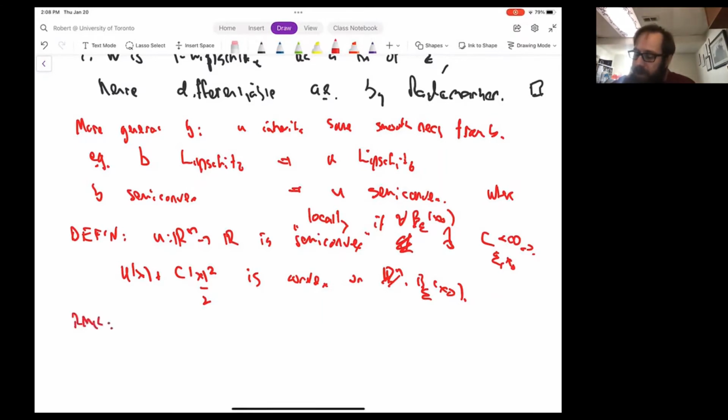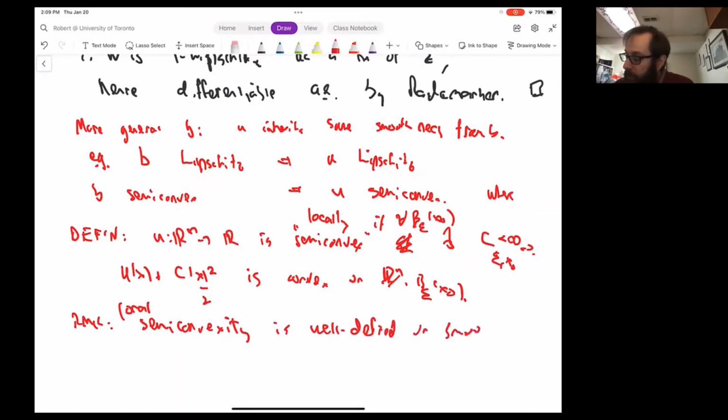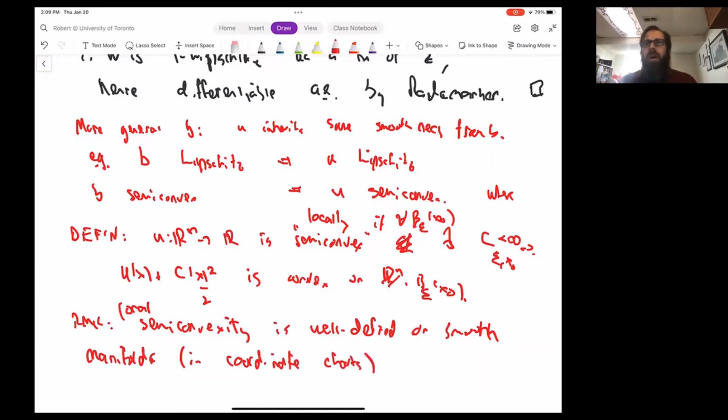And so this notion makes sense on manifolds as well. Local semiconvexity is well defined on smooth manifolds by going to coordinate charts. And the point is that if you change charts, if you make a smooth change of charts, the constant C may change, but the fact that there exists some C won't change.